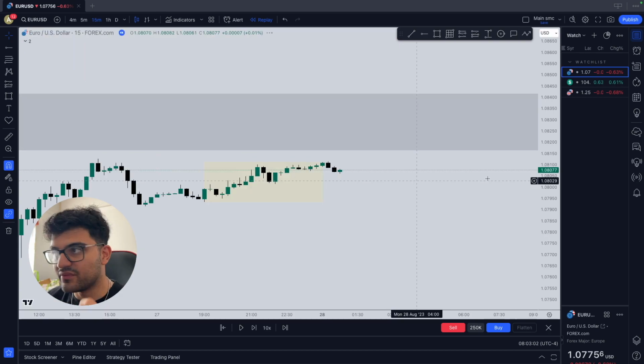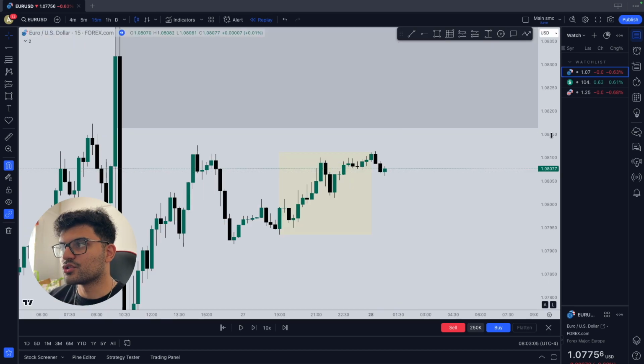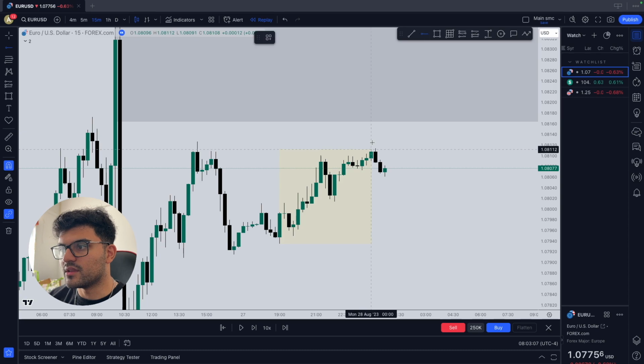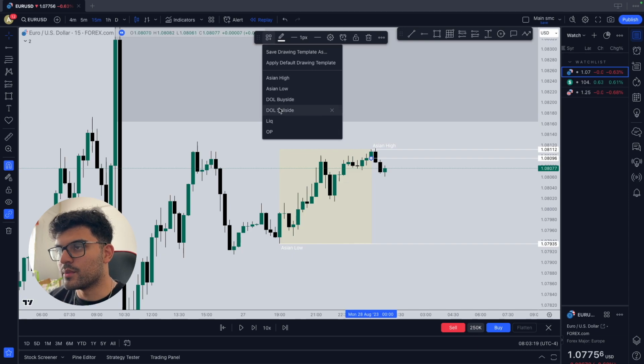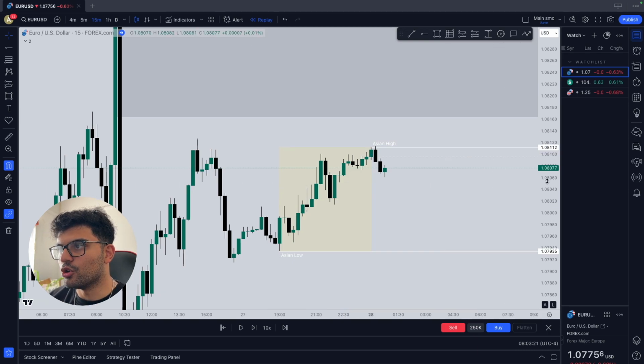Now if we go down to the 15-minute, what can we see? As I would like to label it, we have the Asian high right there. We have the Asian low right there. And we have our midnight opening price, which is very crucial, which acts like a premium and discount sort of thing. That's our opening price.